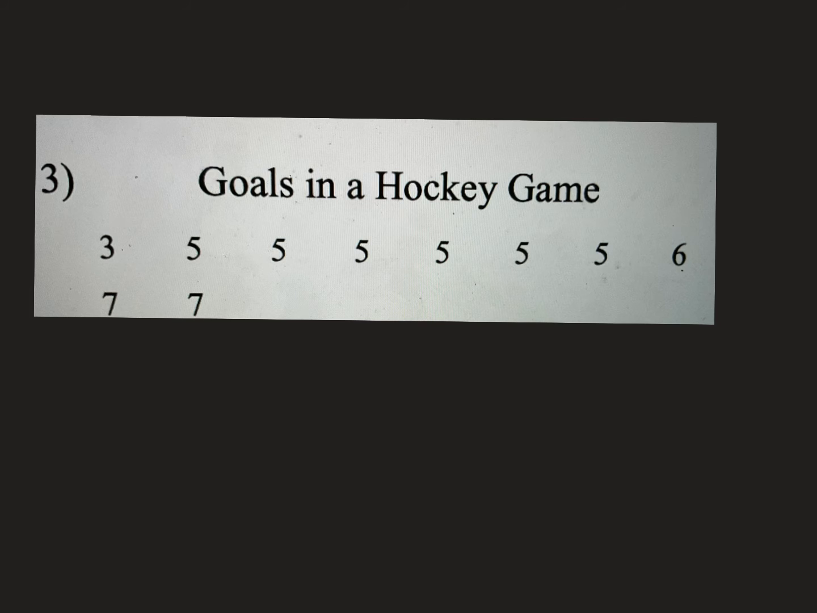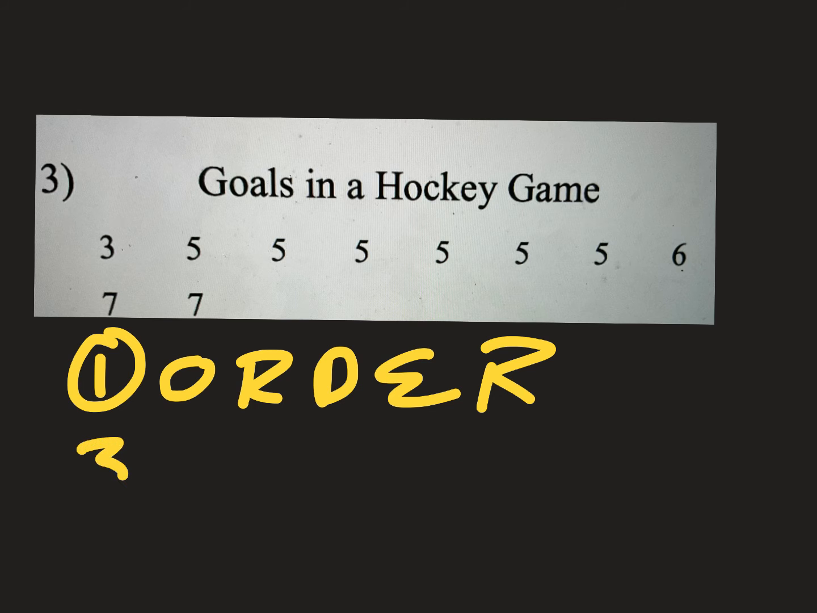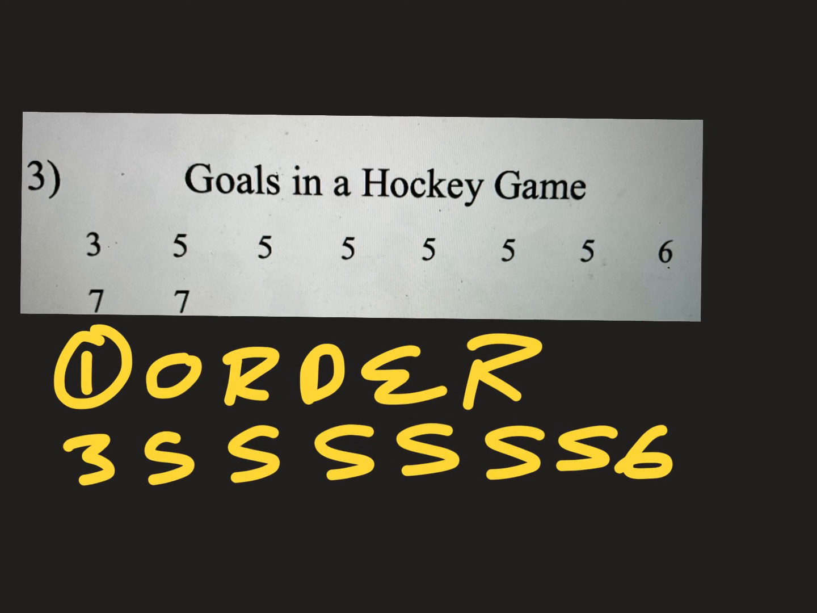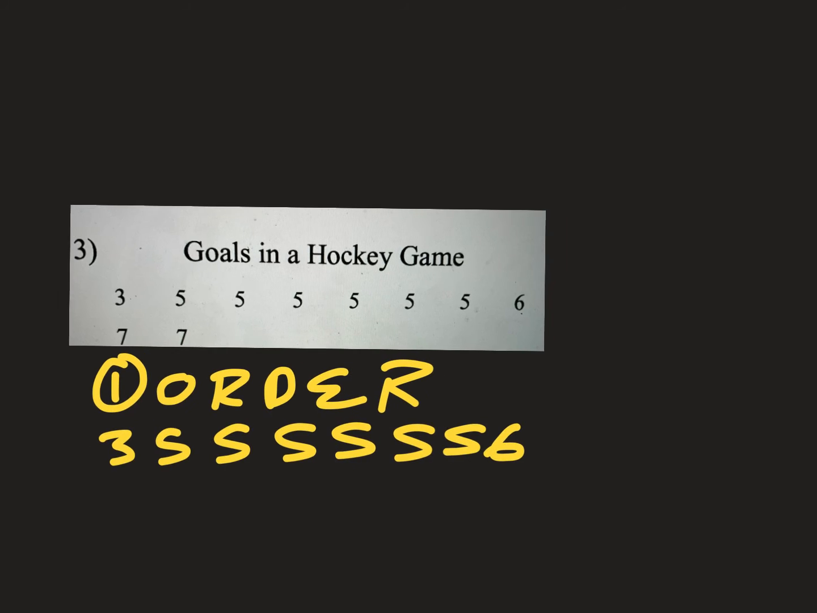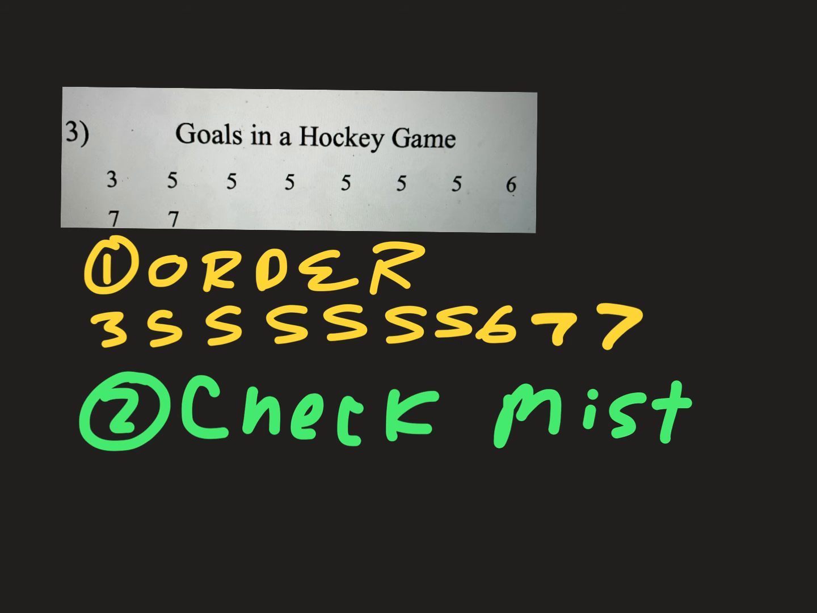Now for problem 2. First of all, once again, we still need to make sure that we put them in order, which I still think it's easier just to write it out. So 3, 5, 5, 5, 5, 5, 5, 6, and then 7 and 7. Step 2, make sure you check for mistakes.